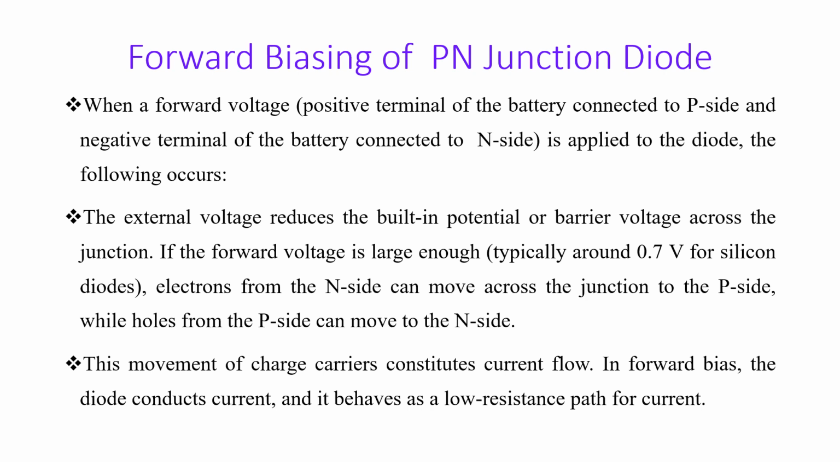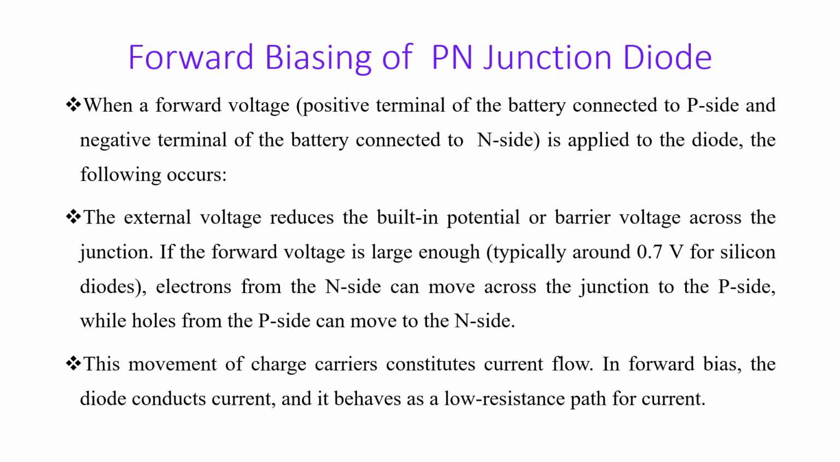The external voltage which we are applying reduces the built-in potential or barrier voltage across the junction. And if this voltage is large enough, that is 0.7 volt for silicon diodes and 0.3 volt for germanium diodes, then the electrons from the N side can move across the junction to the P side, while the holes from the P side can move to the N side. And this movement of charge carriers constitutes current flow.